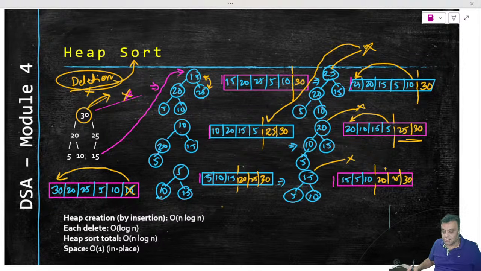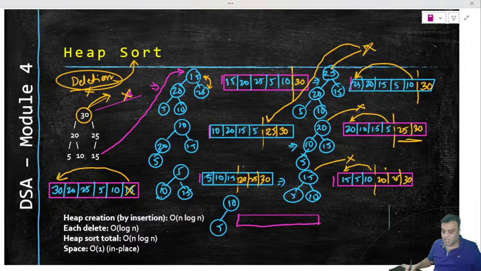So we delete this 15 means who comes? 10 comes and replaces this. So 10 comes and replaces 15. And beneath 10 we have 5. So 15 is not there, and therefore our array looks like this. Okay, so our array looks like this, where we have 10 here, 5 here, 15 has gone out.